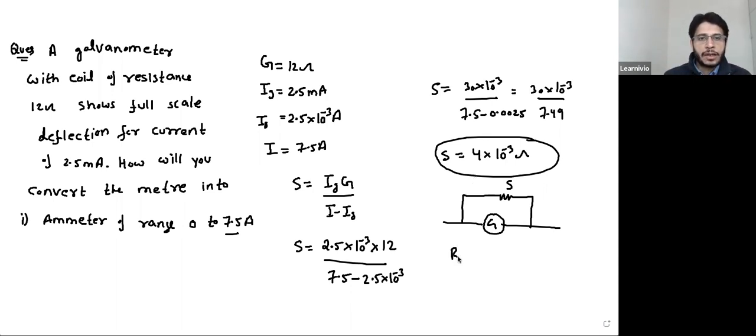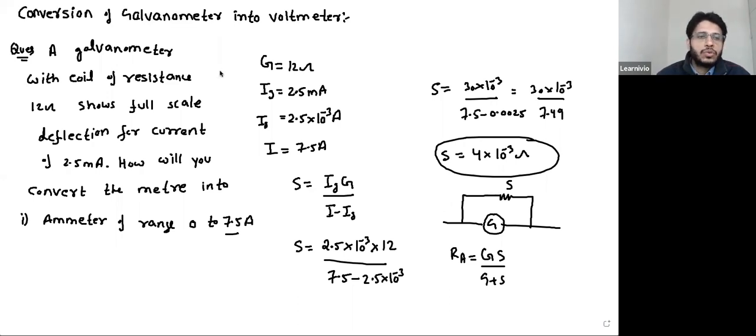We can as well calculate the ammeter resistance. The resistance of the ammeter is GS by G plus S. Although it didn't ask in the question to calculate the resistance of the ammeter, if it asks, then you can calculate the resistance of the ammeter as GS over G plus S.